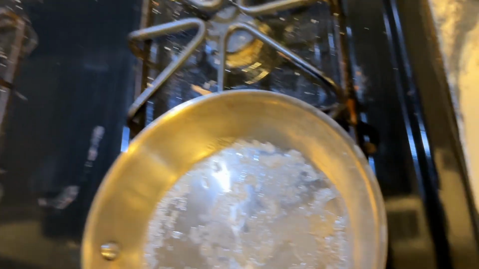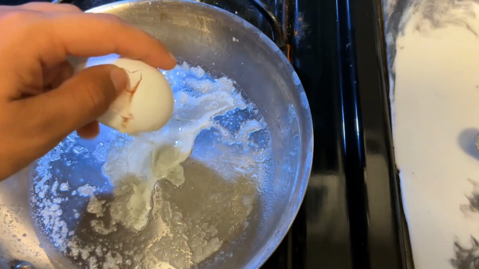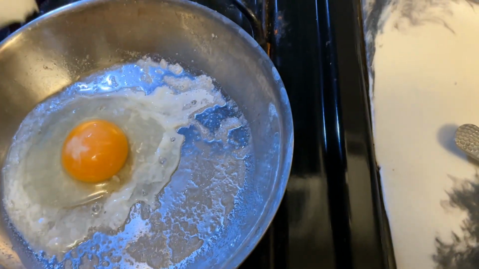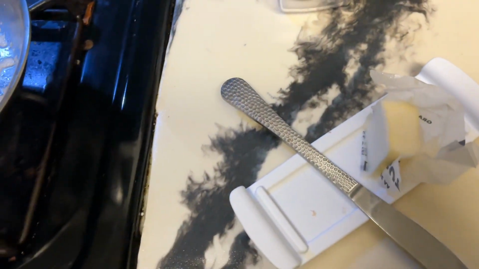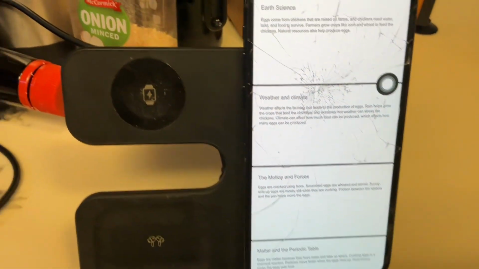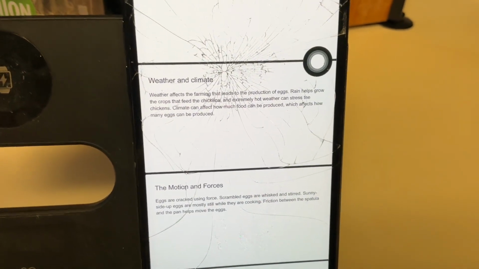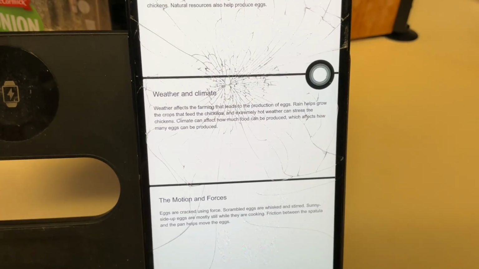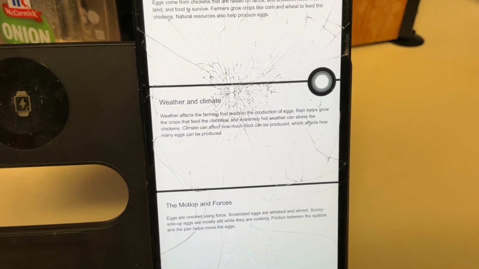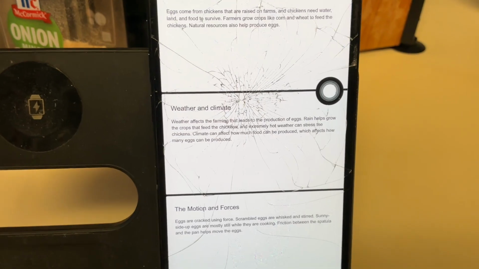Now, the next thing in this is going to be the motions and forces. The forces are going to be what cracks the egg. You have to trap this, which could kind of go into the weather and climate, but I didn't really think that when I was writing this. But for this, I put the weather affects the farming that leads to the production of eggs. Rain helps the crops grow and feeds the chickens, and extremely hot weather will stress the chickens out. Climate affects how much food can be produced, which affects how many eggs can be produced.